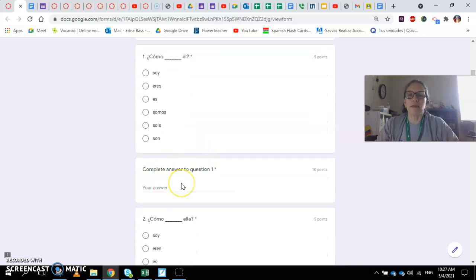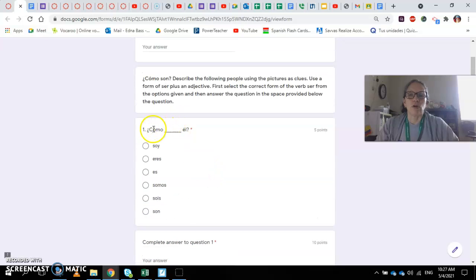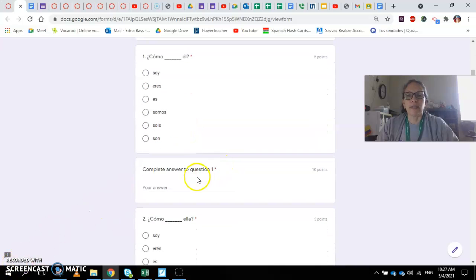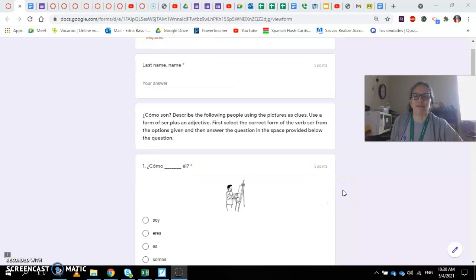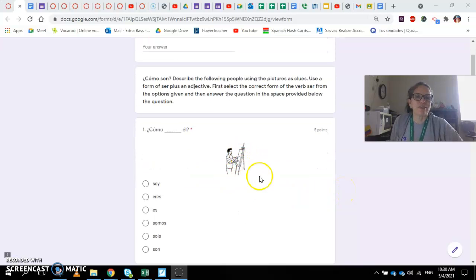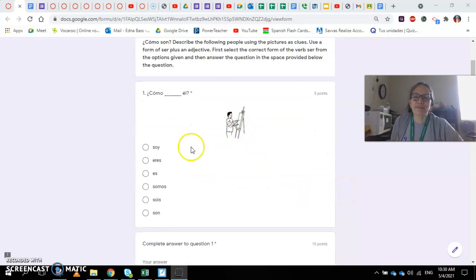And then you're going to complete the answer to the question. So, for example, you have ¿Cómo es él? And then you're going to give a complete answer. Now, give me 1 second. Okay, I'm back. I forgot to put the pictures, but now the pictures are there.